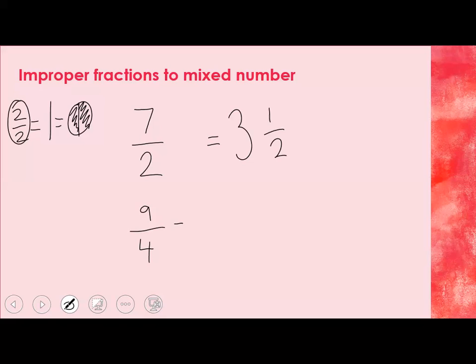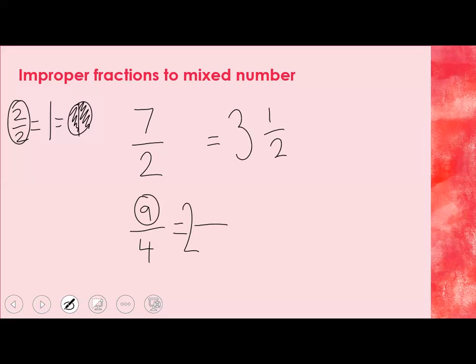Here we have 9 quarters. Okay, well, I know that 4 quarters is equal to 1. How many lots of 4 can I take out of 9? Well done if you realise that the answer is 2. I can take out 2 whole lots of 4, which is 8. So I can take out 8 quarters, which is 2.